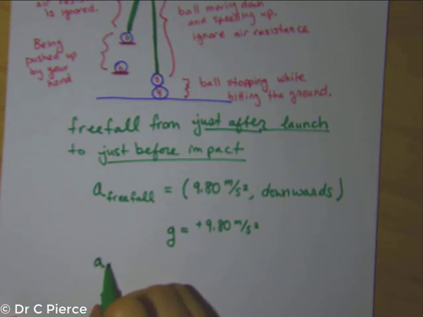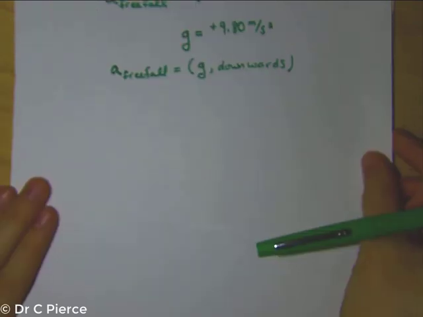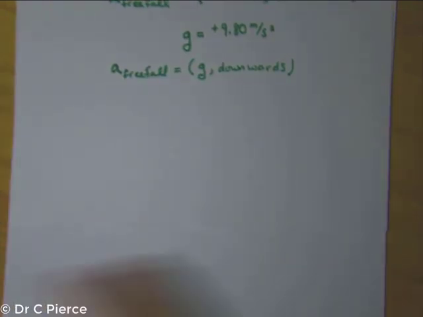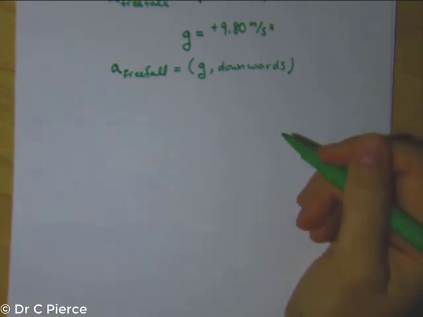So then the acceleration of free fall would be equal to g, but downwards. So I'm going to quickly do an example problem, but I'm going to do it two different ways. One with a coordinate system counting upwards to be positive, and a different one with a coordinate system counting downwards to be positive.